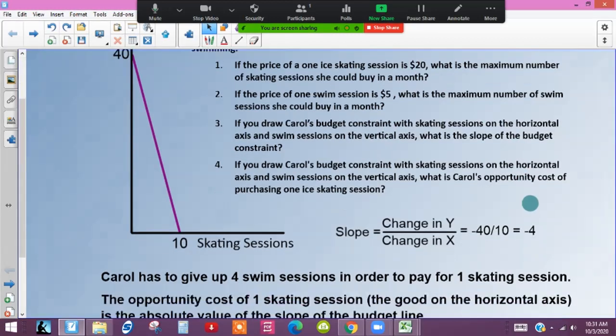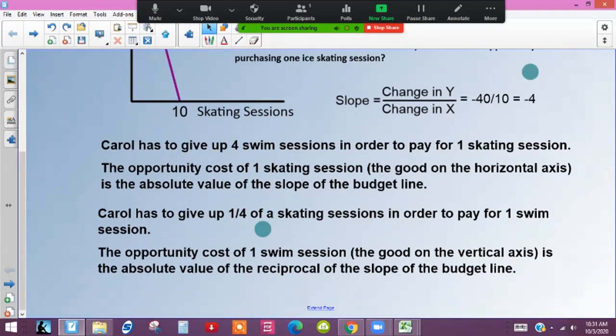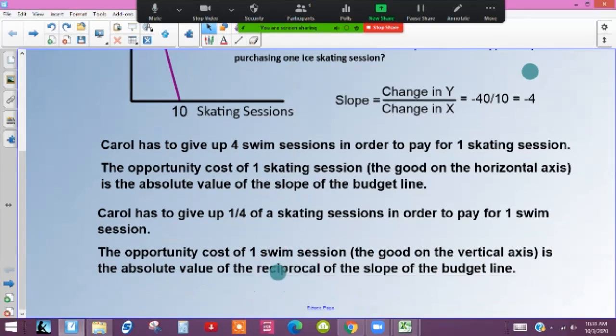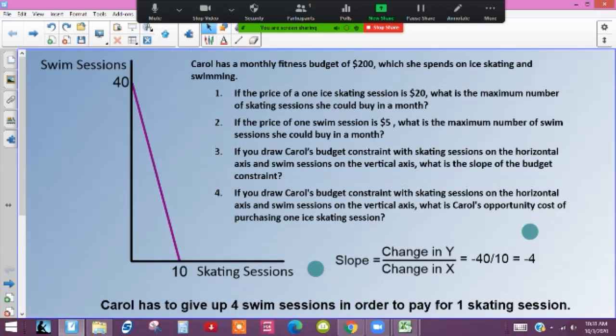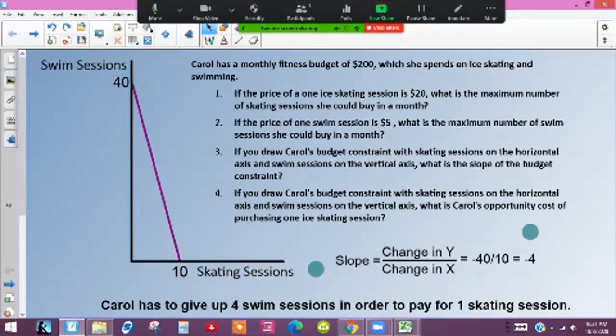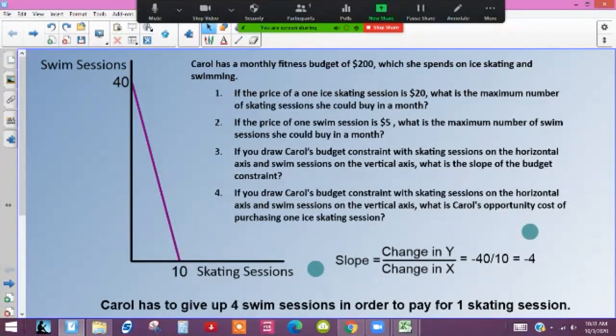So we can also say that the opportunity cost of one swim session, or whatever the good or service is on the vertical axis, is the absolute value of the reciprocal, not 4, but 1/4 of the slope of the budget line. So if you understand this basic budget constraint, 2 good, 2 service model, then you won't have any problem with the first question on your quiz.